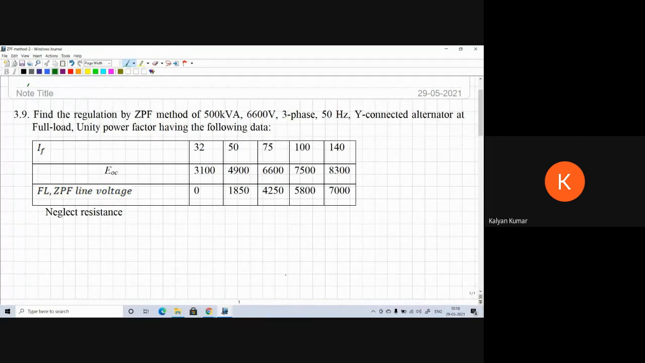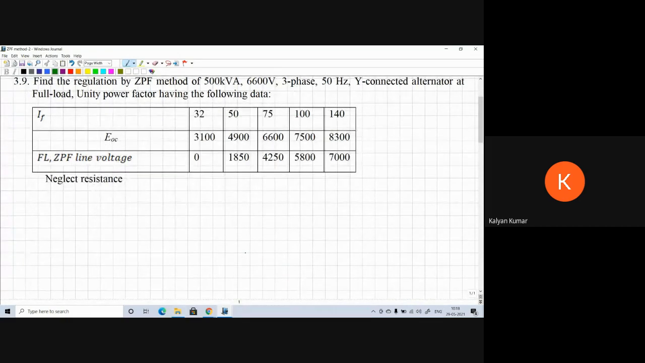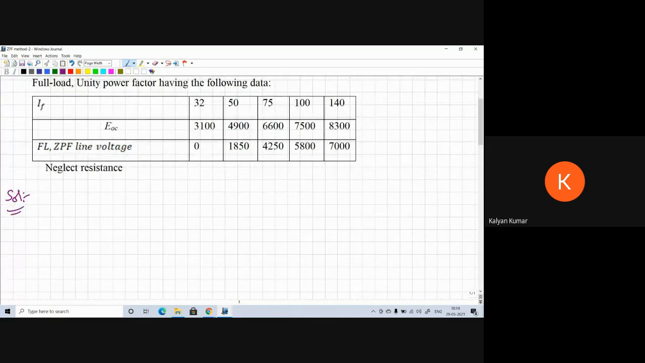Now, IF versus OCC gives the open circuit characteristics. IF versus ZPF gives the zero power factor characteristics. In order to plot these, generally we take the voltage per phase. So these two are line voltages. Convert those values into phase voltages.